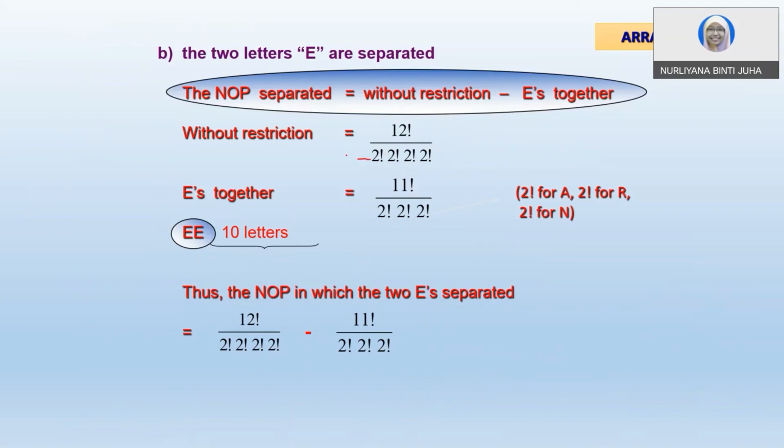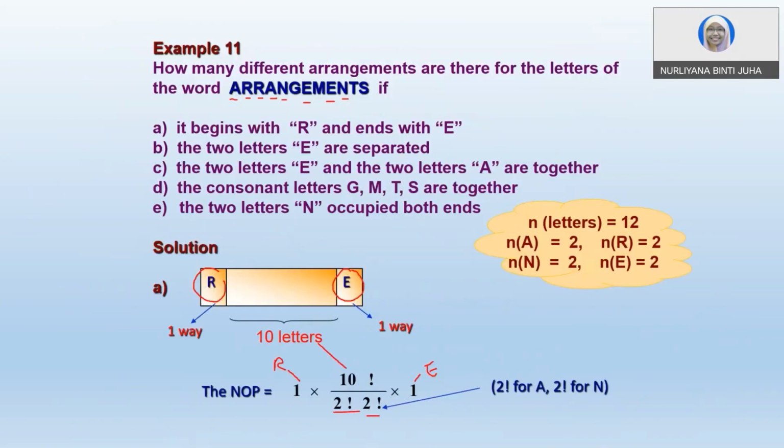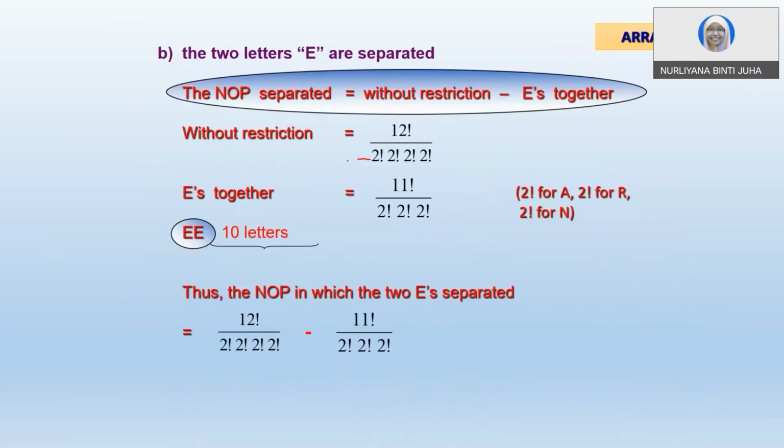Untuk A, N, R dan juga E. Ni untuk A, N, R dan juga E kat sini. Okay. So this is for without restriction.